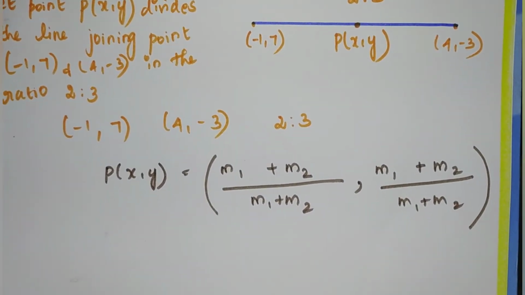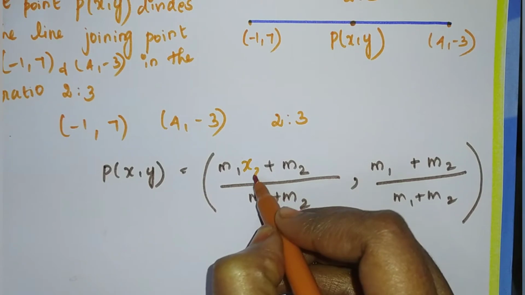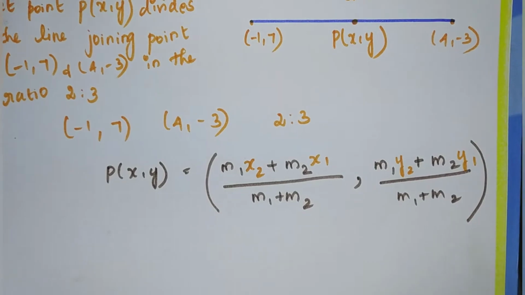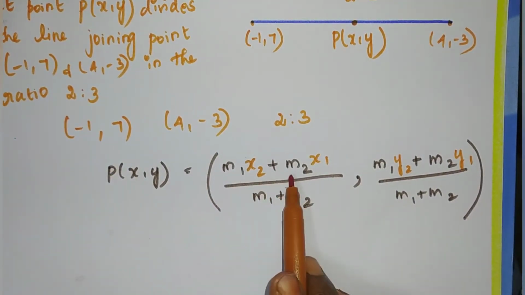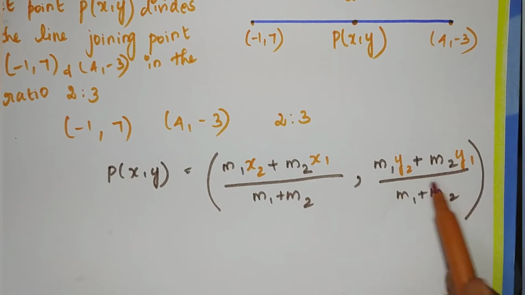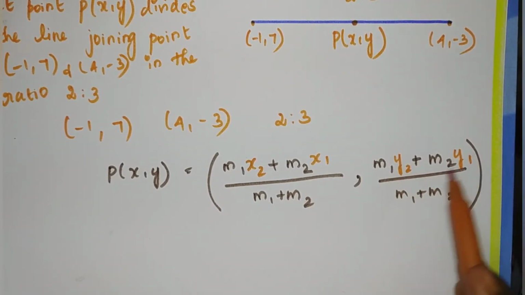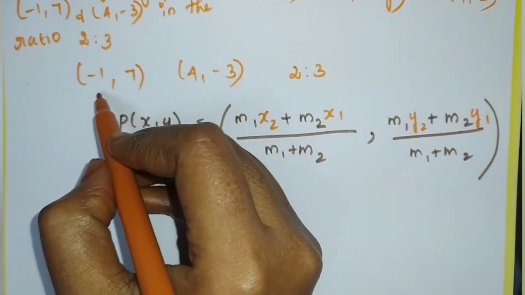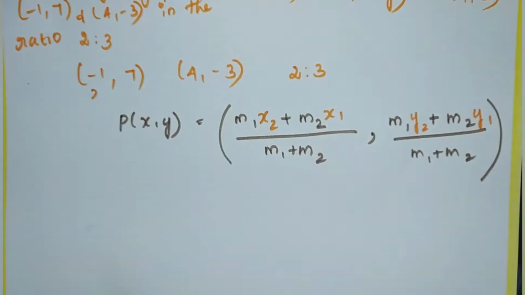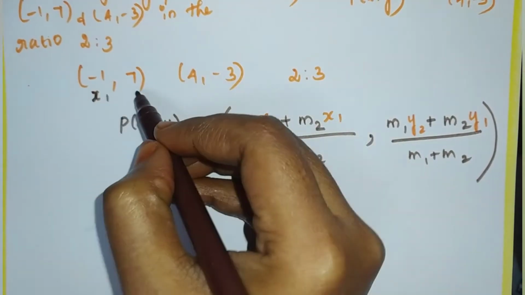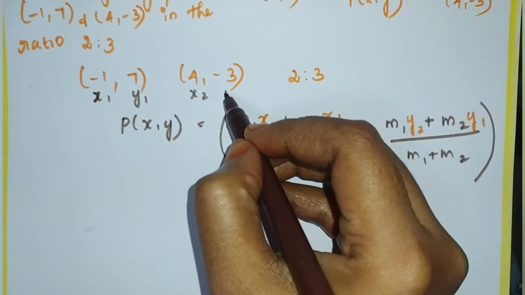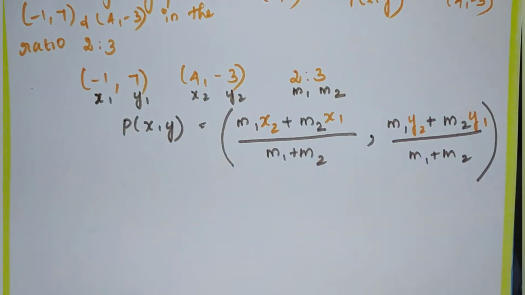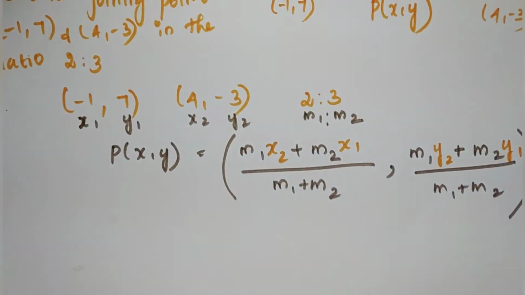Clear, children? So here what you have to write? x2, x1. It is easy to remember, no? y2, y1. That's it. m1 x2 plus m2 x1 divided by m1 plus m2, m1 y2 plus m2 y1 divided by m1 plus m2. Clear? So which one is x1? This is x1, y1; x2, y2. This is m1, m2, in the ratio m1:m2. Okay.